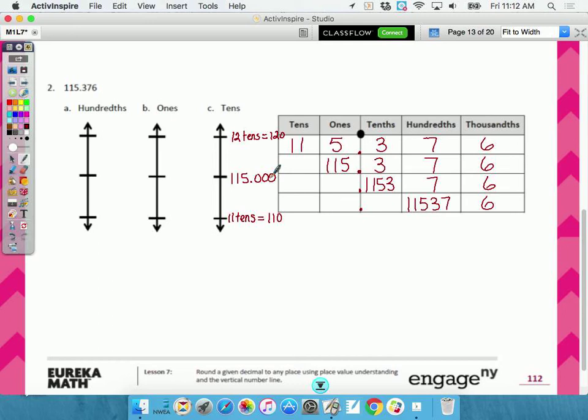This is very important. Now, here's how I say it. 115 and 0 thousandths. That's my midpoint. 115 and 376 thousandths goes above it. It's above the midpoint by 376 thousandths. Now that I've got 1, 2, 3, 4, 5, 6, what's the last thing I need to do? Circle. Circle what it rounds to.